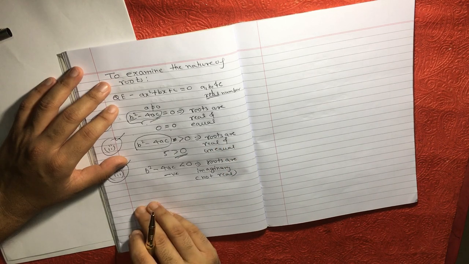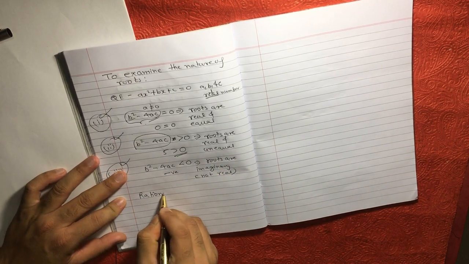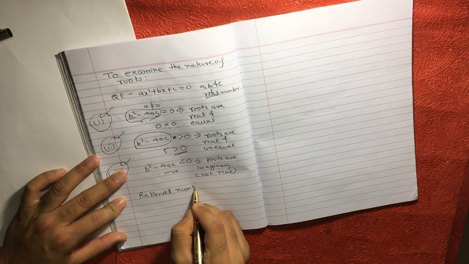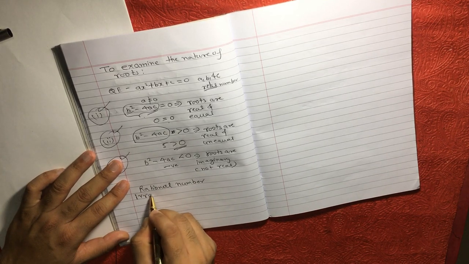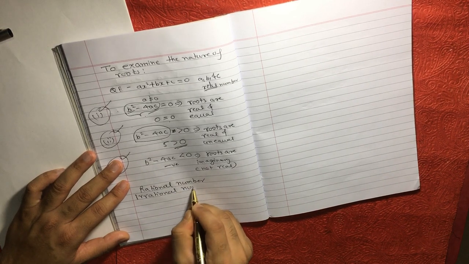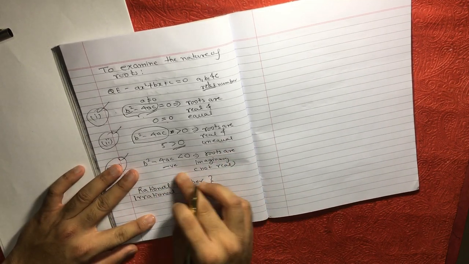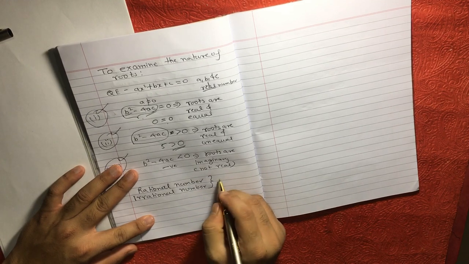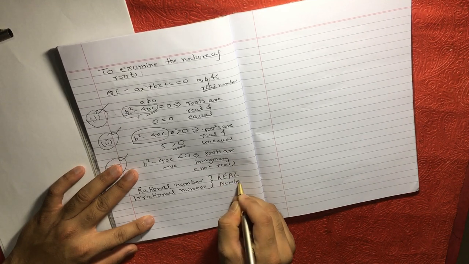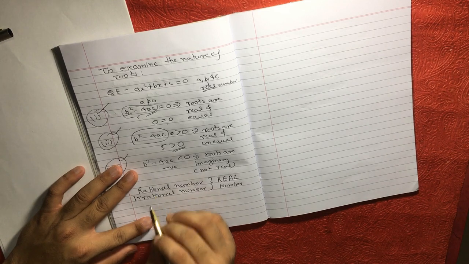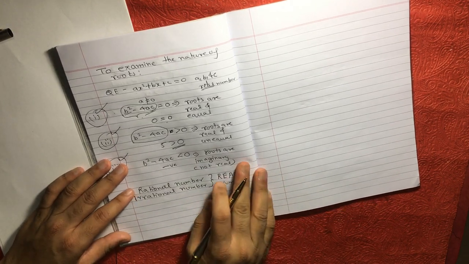And as I said a few moments back, there is something called a rational number, and there is also something called an irrational number. When these two things come into the question, or whenever these two things come to your mind, always remember this is nothing but a real number. Okay, so you can use it like this: every number, whether rational or irrational, is a real number.